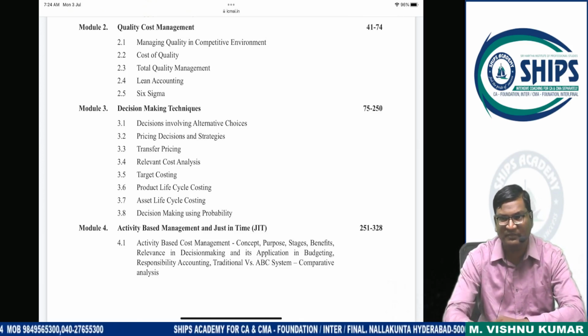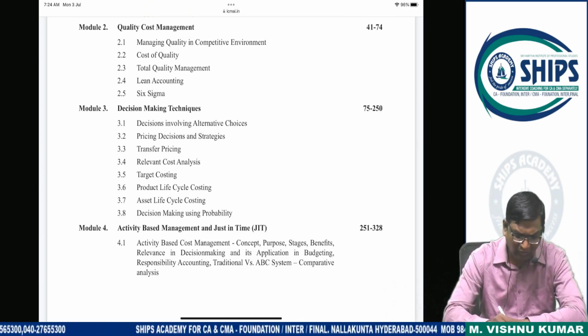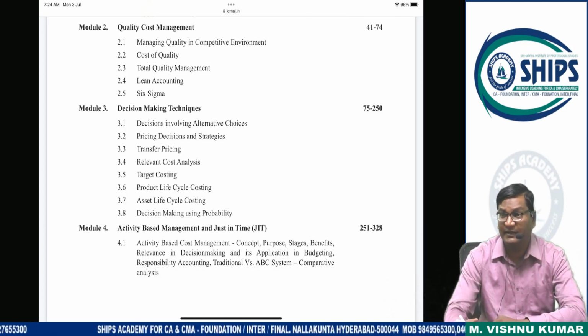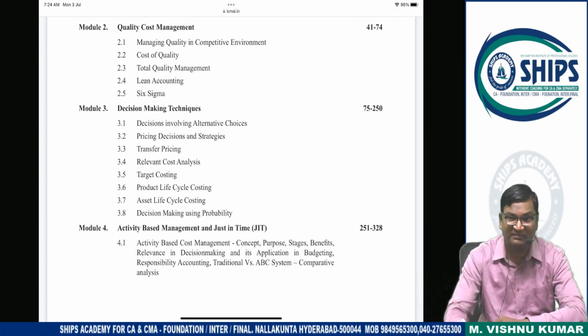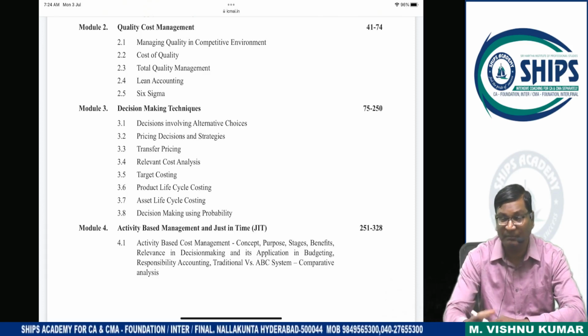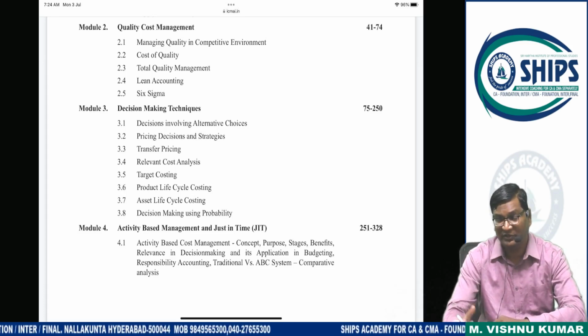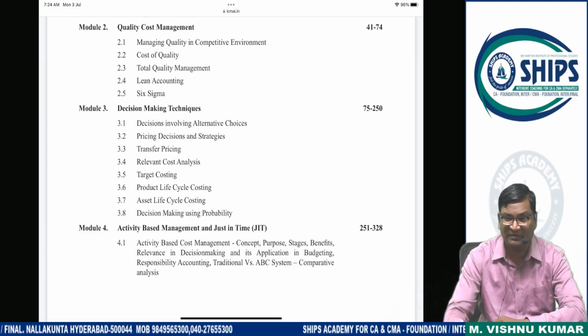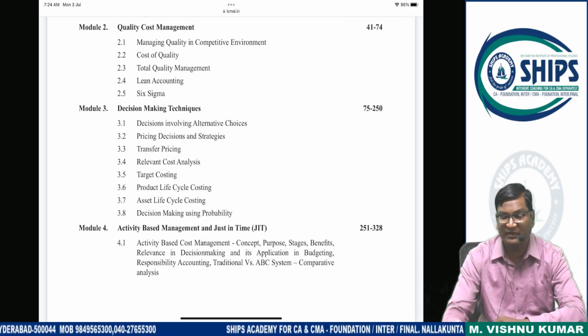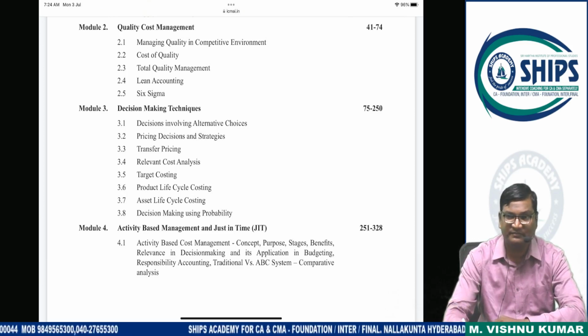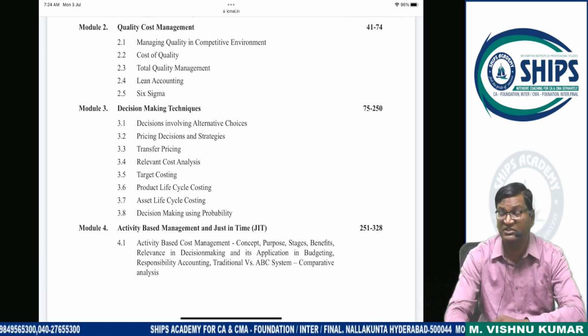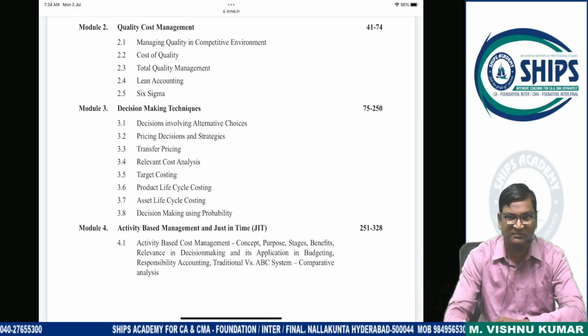This is an overview only. First, decisions involving alternative choices means product mix decision, key factor decision, make or buy decision, shut down or continue decision. Clear? Subcontracting decision. Subcontracting means whether production should be carried out in the factory or workshop, or it should be subcontracted to another person. Clear? Diversification of the product. So look, these decisions are called decisions involving alternative choices.